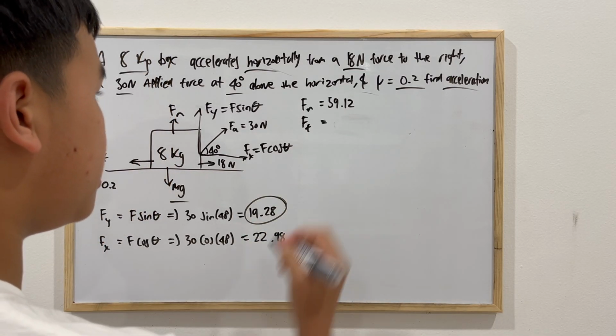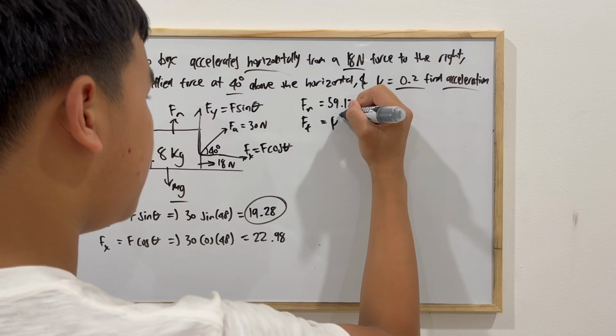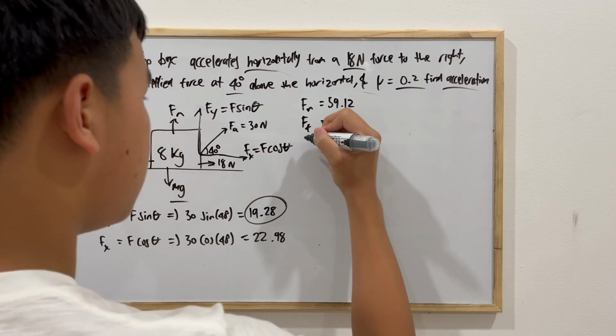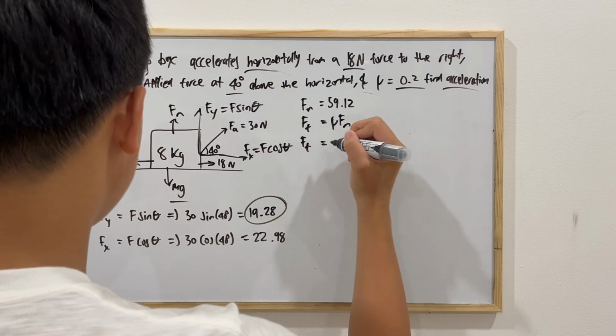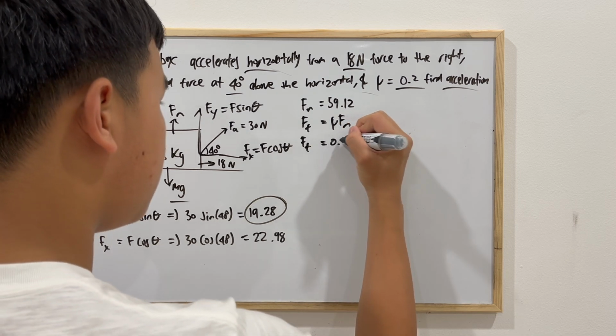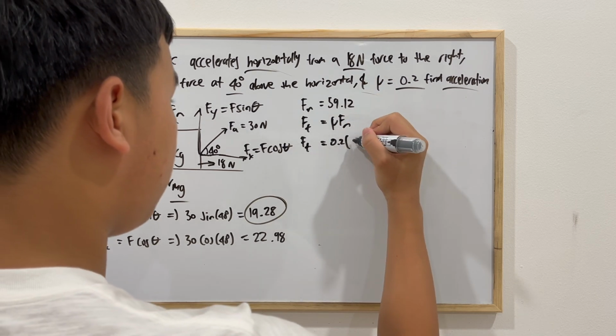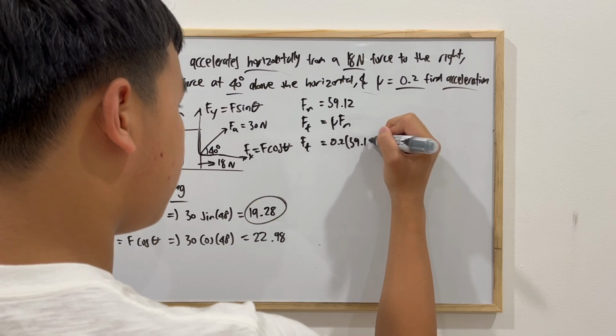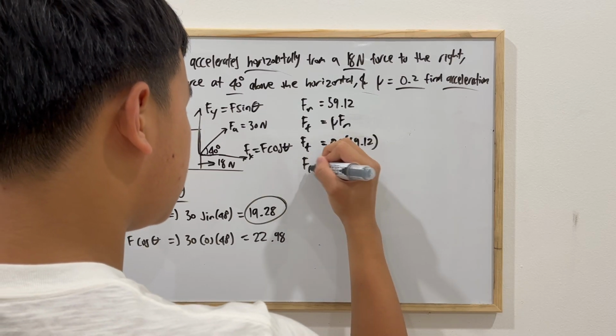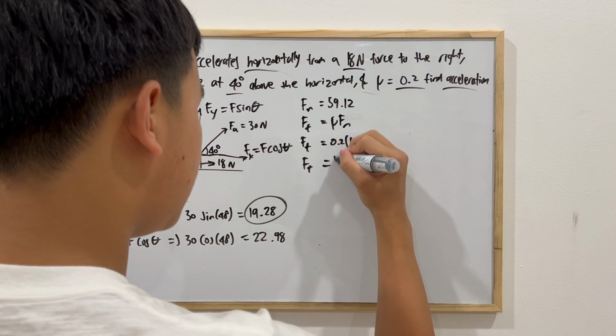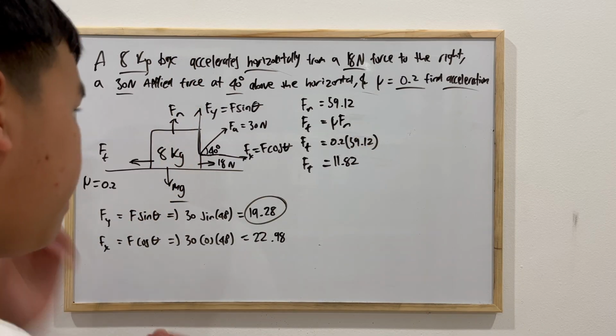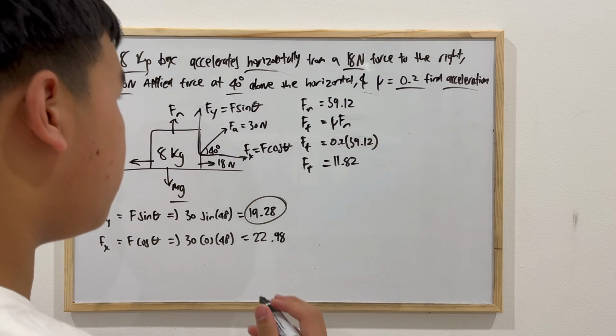So now let's solve for friction. The equation for friction is the friction coefficient times the normal force. So that's going to equal 0.2, that's our coefficient, times our normal force, which we just got is 59.12. Which means our force of friction is 11.82. Finally now, let's find the horizontal acceleration.